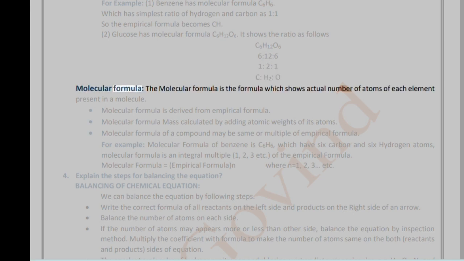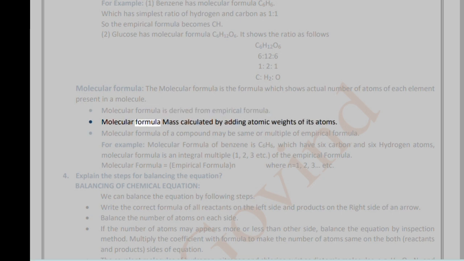Molecular formula: the molecular formula is the formula which shows the actual number of atoms of each element present in a molecule. Molecular formula is derived from the empirical formula. Molecular formula mass is calculated by adding the atomic weights of its atoms. The molecular formula of a compound may be the same as or a multiple of the empirical formula.